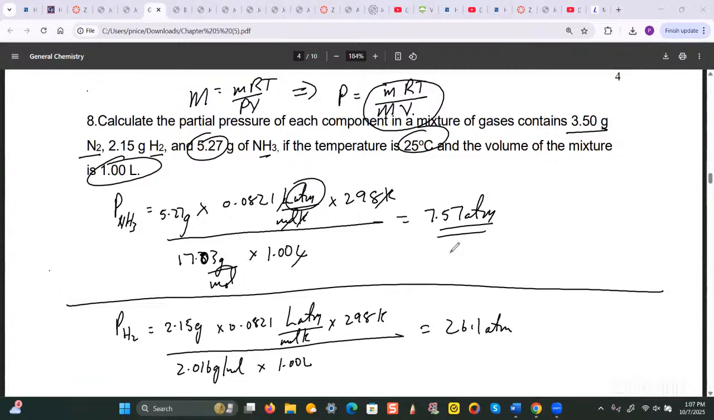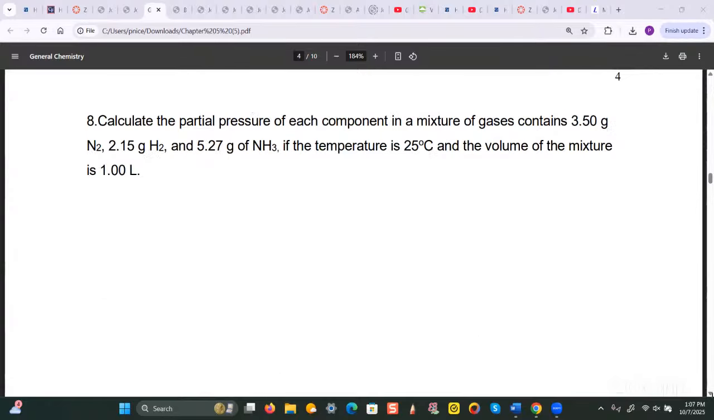And if the question had asked to calculate the total pressure, how would you do that? I'm just throwing that question in. How would you calculate the total pressure? We just add them all together. You just add up all the pressures that you just calculated. And that would be the total pressure, all right? Okay, any questions about this? Any questions? Okay. There it is. Scroll down.